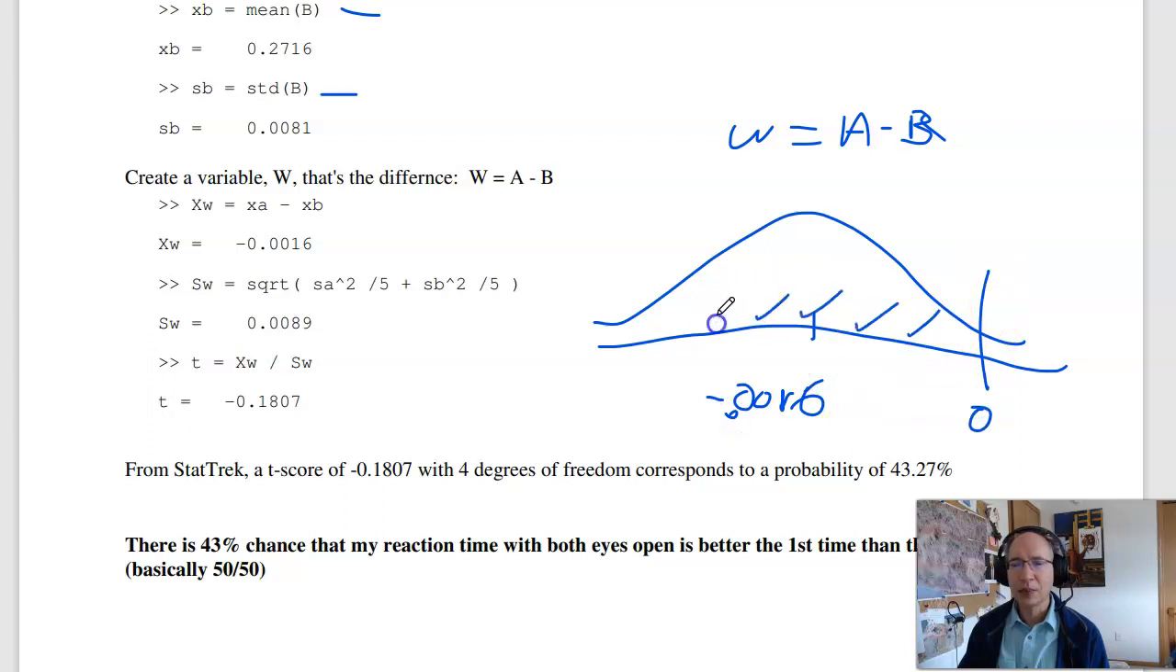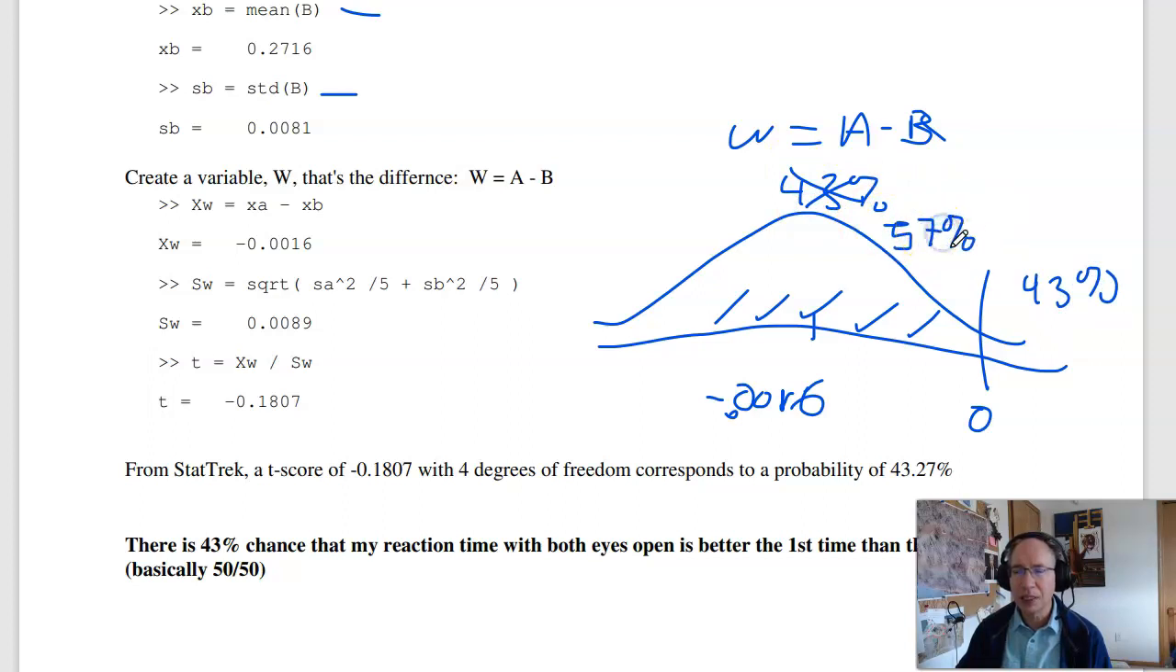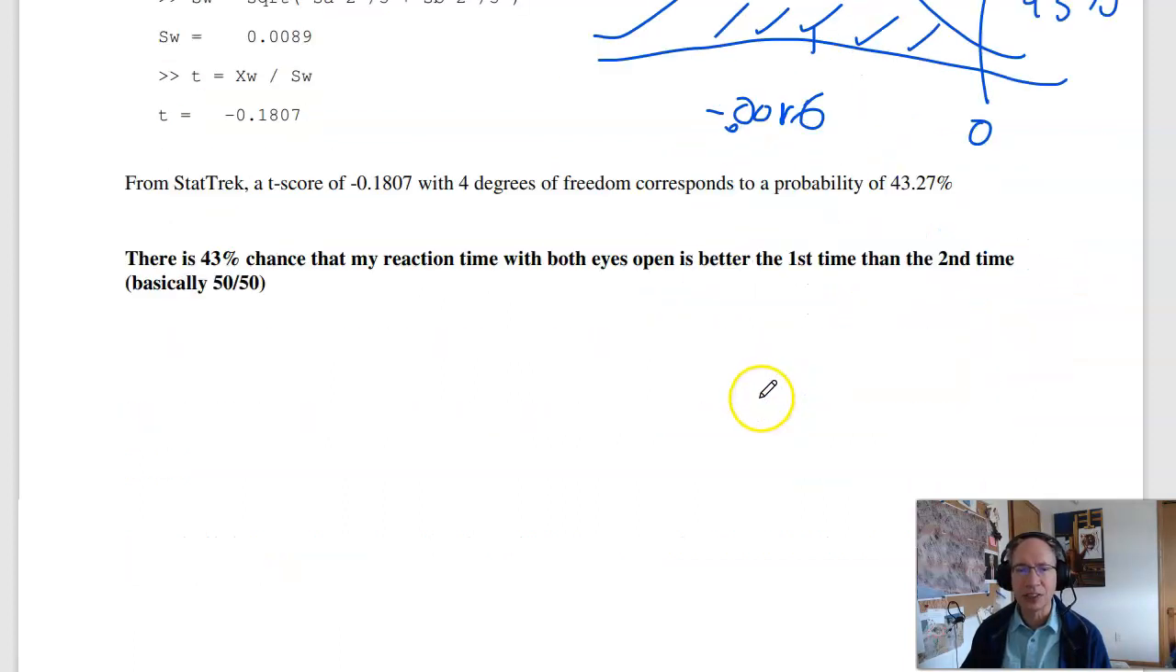Here's 0. I want to find out what this area is. This area is where A is less than B, reaction time is better. Find the t-score. The t-score is 0.18, which says this area is 43%. So, actually, I did that wrong. This area is 43%. This area is 57%. So there's a 57% chance that my dominant hand is better than my non-dominant hand, basically a wash. You know, I'm not ambidextrous, but this kind of says there's not a huge difference in the two.